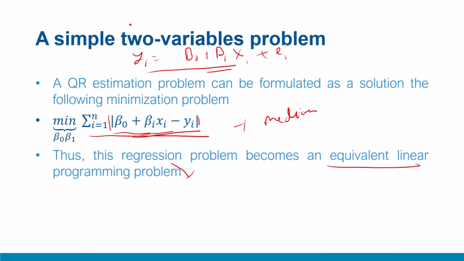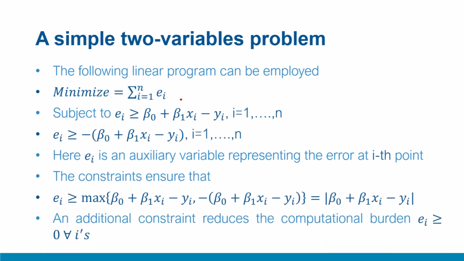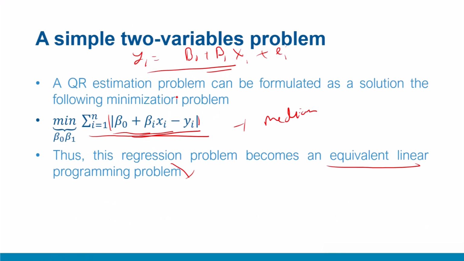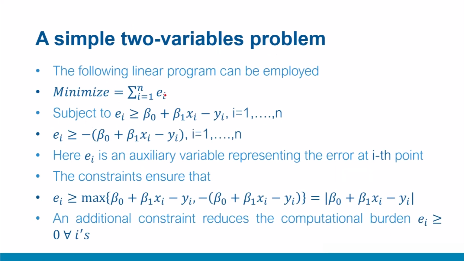Let's see how. Instead of the original function, we minimize some kind of residual ei, which we will describe. We minimize the summation of these residuals, and we describe these residuals with two conditions: one, greater than this error term, and greater than its negative value. So if it is positive, then this; if it is negative, then this. Effectively, here ei is the auxiliary variable representing the error at the ith point.